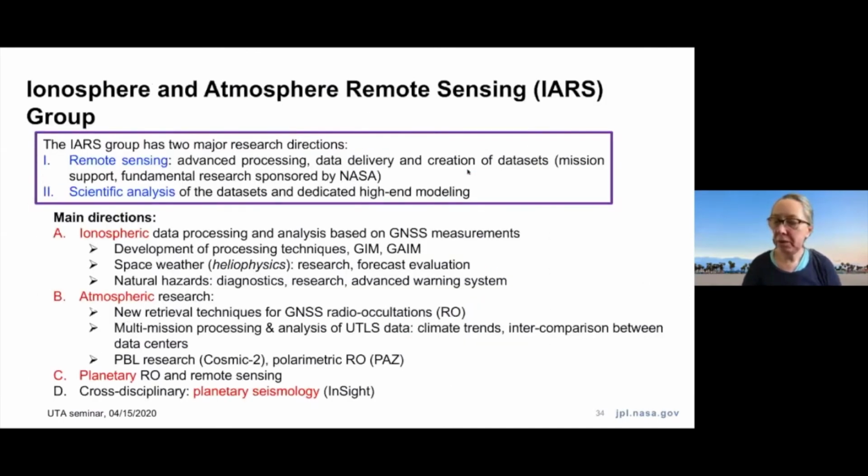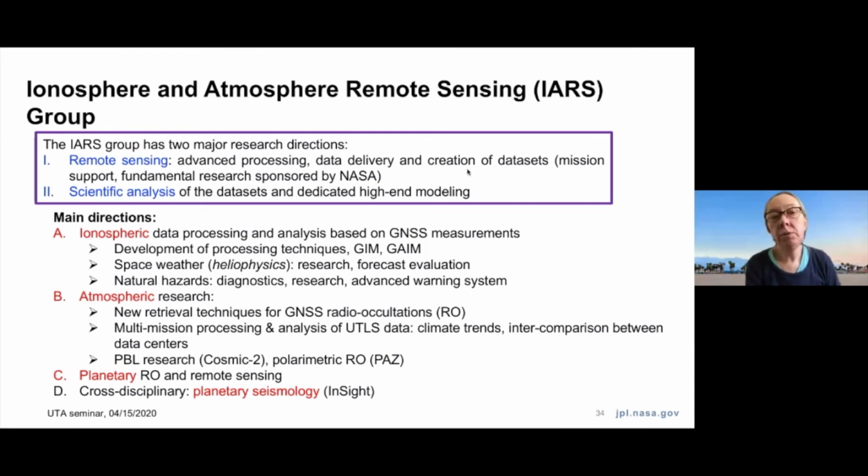Okay, now I wanted to have a couple of minutes to introduce my group and what we're doing there. Currently, we have about 15 people, and we also have several affiliates. Some affiliates are close, at UCLA, some are in Florida. So we have people all over the place, but a core of 15 people, including postdocs. We work on ionosphere and atmosphere remote sensing, which includes two major research directions. Remote sensing, advanced processing, data delivery, creation of data sets. We support NASA and also a couple of international missions, for instance, ocean altimeter missions with France, and also do fundamental research sponsored by NASA. And of course, we do scientific analysis of the data sets and high-end computer modeling.